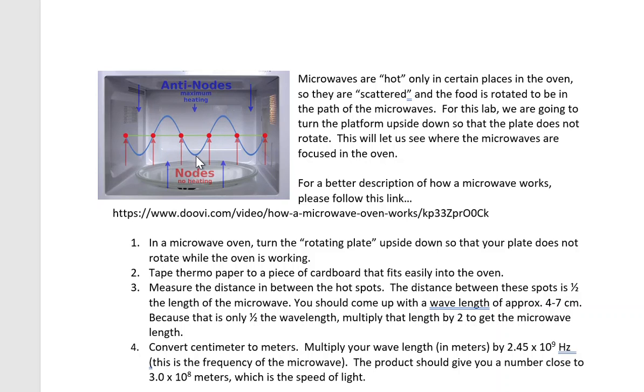But of course, because it has hot spots both in the valley and the peak, we're going to measure between two hot spots and then multiply that by 2 to give us the length of the entire wave. The way we're going to set this up is we're going to take a piece of cardboard, something that will fit easily inside the microwave. Matter of fact, we'll cut a piece of cardboard that's basically the same size as the plate that's in there. We are not going to have that plate turn, however, so we're going to put the cardboard up above the spinning mechanism there.